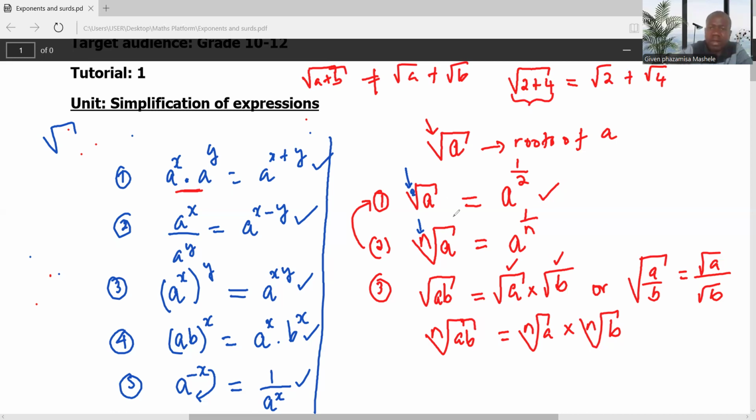And what is root 6 in decimal? It will be around 2.5. But let's work out the right hand side: the root of 2 alone plus the root of 4. This will give us 3.4. And you see that 2.5 and 3.4 are not the same. So it's not true for addition and also for subtraction. It is not true. So these are very important, especially when you are dealing with expressions that involve surds.